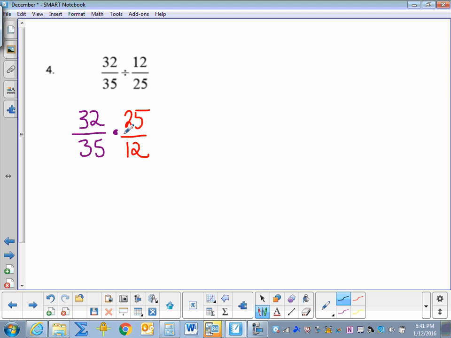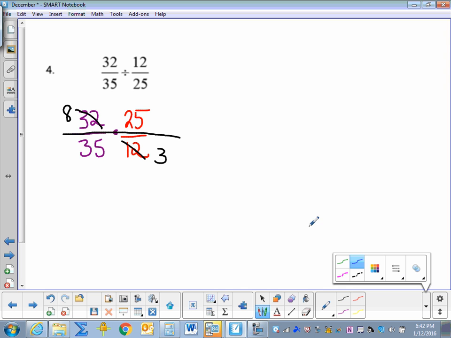Those are some big numbers, so I'm going to try to simplify first. So I'm going to look at 32, and 32 doesn't divide into 35. 32 and 12, well, they don't divide evenly, but they have a common factor of 4. So 32 divided by 4 is 8. 12 divided by 4 is 3. Now I'm going to look at 25 and 35. Their common factor is 5. 25 divided by 5 is 5. And 35 divided by 5 is 7.